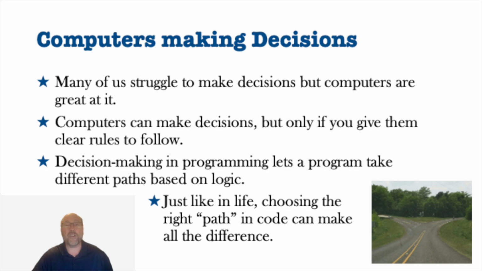You'll get to write a program that uses decisions to figure out if a number is positive, negative, or zero. While sometimes we aren't too great at making decisions, computers are great at it. They can do it so quickly, but we need to give them really clear rules to follow to make those decisions. When it comes to our programs, decisions allow our program to take different paths based on the logic and the rules that we specify. So just like in life, choosing the right path in our code can make all the difference.